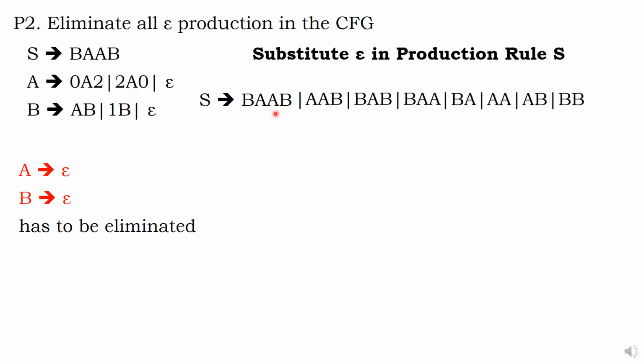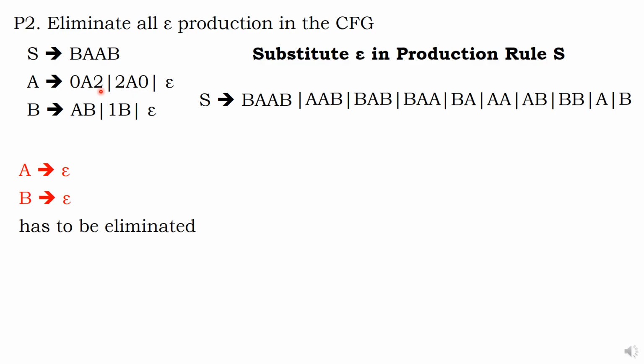All these 3 people if you do B. All these 3 people if you do A. All 4, if you substitute, nothing is there, leave it. Production rule S is cleared. Next, let us go for production rule A. Careful.